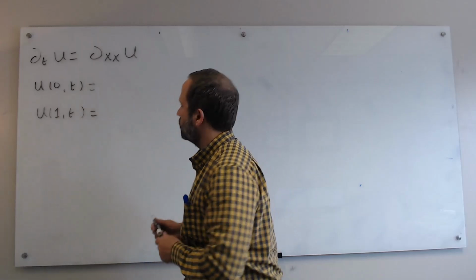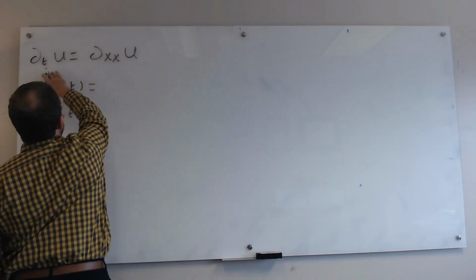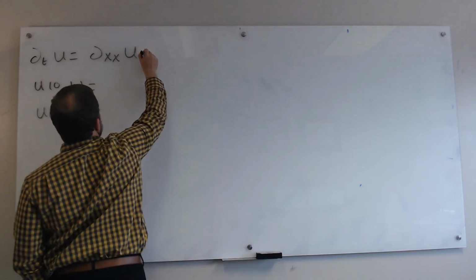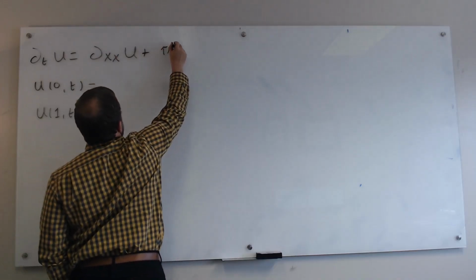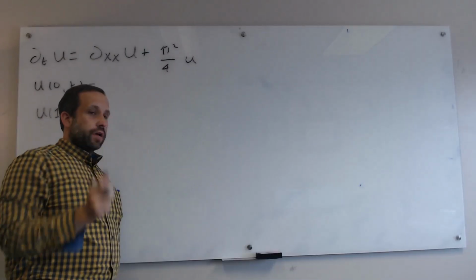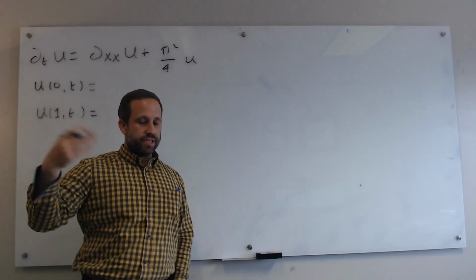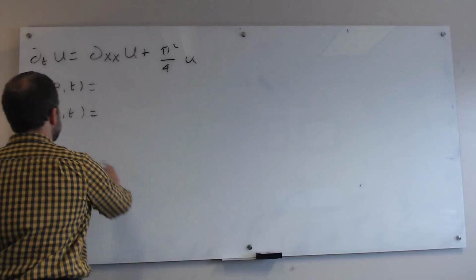Okay, so I now want to look at a slightly different problem. It's going to be the t derivative of u is equal to the double x derivative of u plus pi squared over 4 times u. There's nothing really important about the pi squared over 4 except that it's just an easy number to work with, as you will see in just a minute.